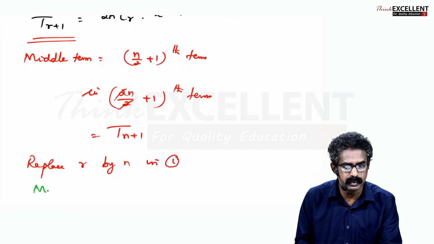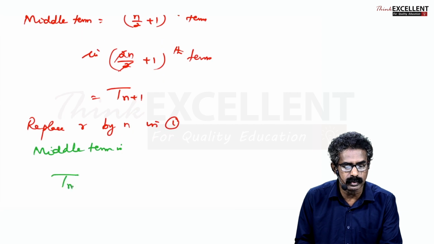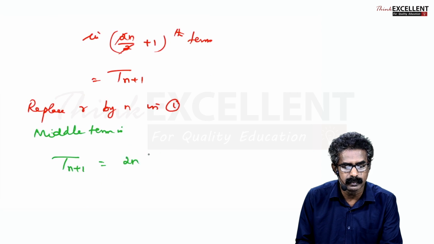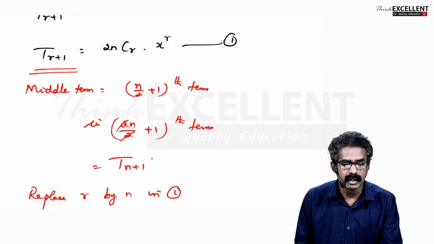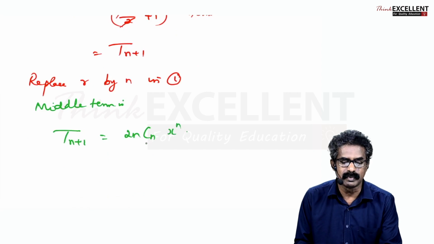So middle term is, for r you put n, T n plus 1 is equal to 2nCn x raised to n, right? 2nCn x raised to n. This is the middle term.